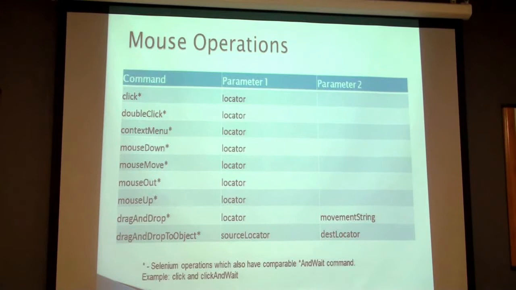And drag and drop to object is a way that instead of using pixels, you can actually specify a location, like a locator. So for example, pick this thing up and move it to this text box, or pick this up and move this to this table, instead of pick this up at coordinates x, y and drop it at x, y.